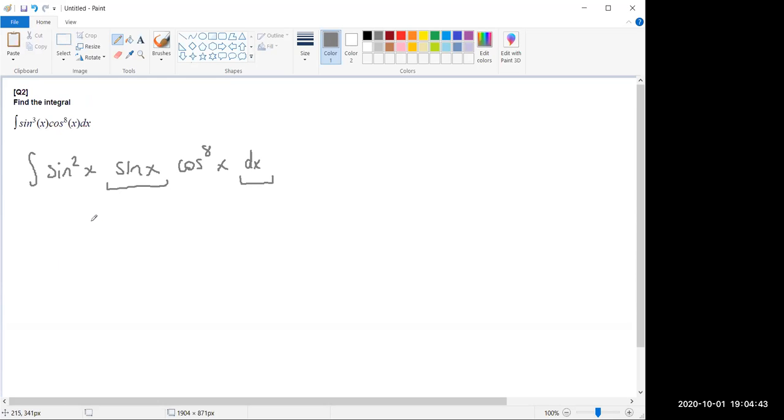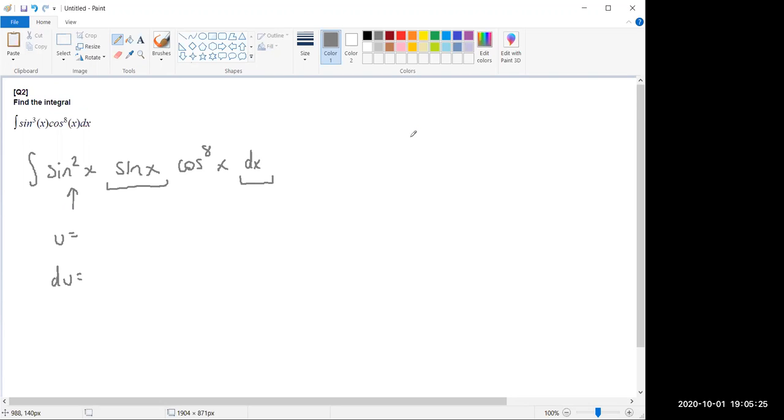if sine is our du, then what's our u? Cosine, right. So we want to have everything else in terms of cosine. This is already in terms of cosine, so that's fine. But we want to write this in terms of cosine, right? And are we able to do that? The answer is yes, because I like to answer my own questions.